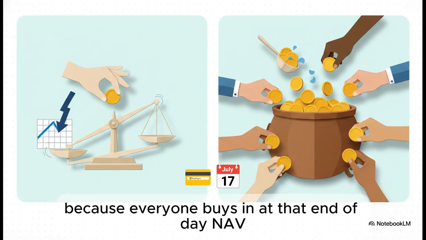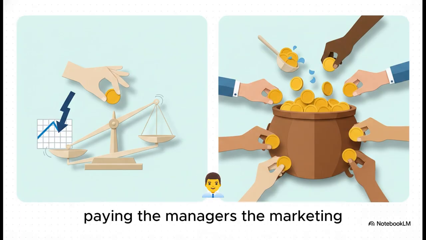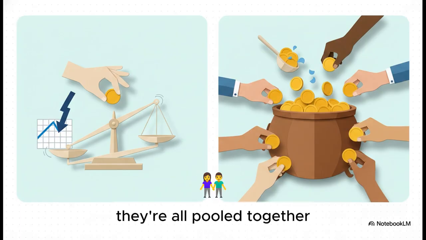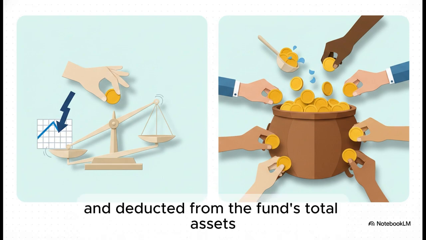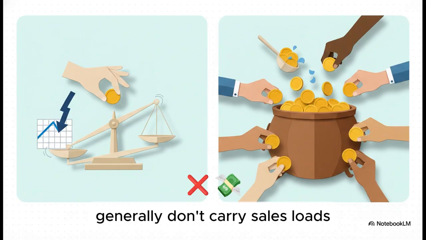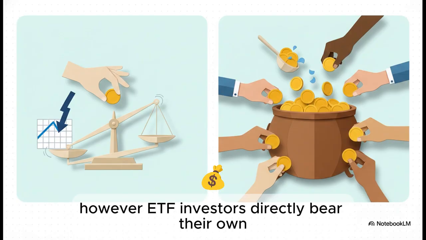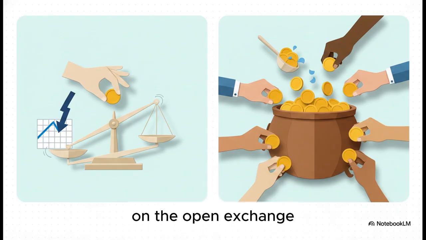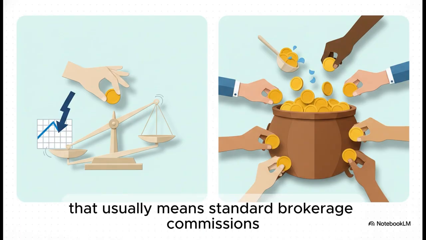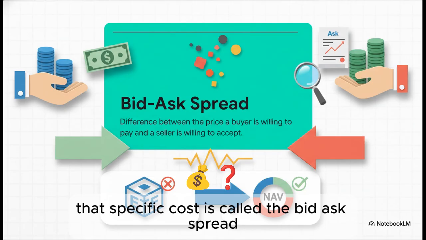Because everyone buys in at that end of day NAV, the costs of running the fund, paying the managers, the marketing, the back office operations, they're all pooled together and deducted from the fund's total assets. ETFs, on the other hand, generally don't carry sales loads or those marketing fees because they're mostly passive. However, ETF investors directly bear their own individual transaction costs on the open exchange. That usually means standard brokerage commissions and something else that's very specific to ETFs. That specific cost is called the bid-ask spread.